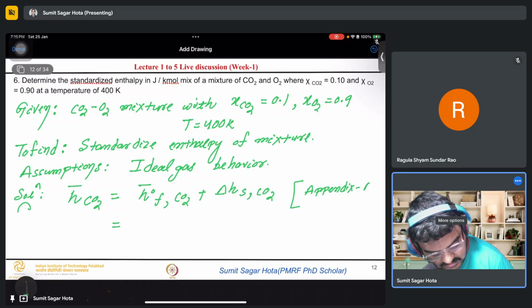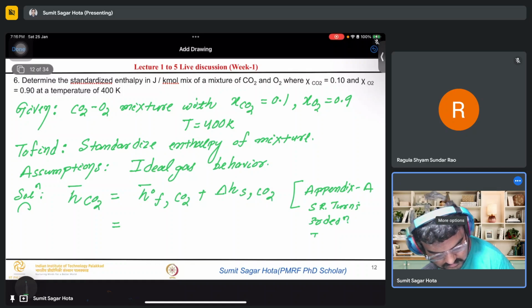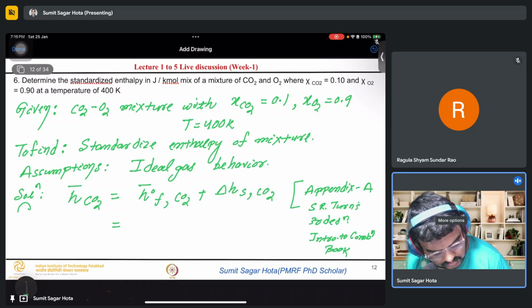Appendix A, Turns, third edition, Introduction to Combustion book. Okay.